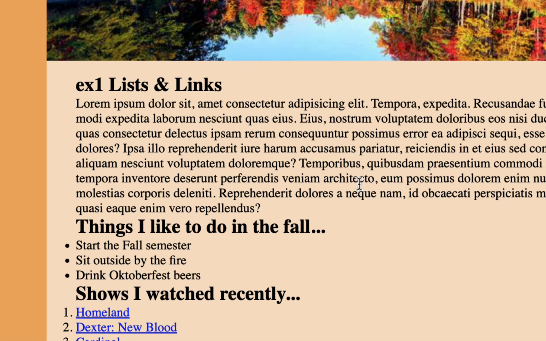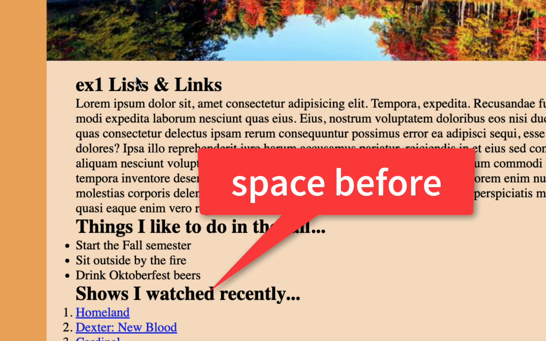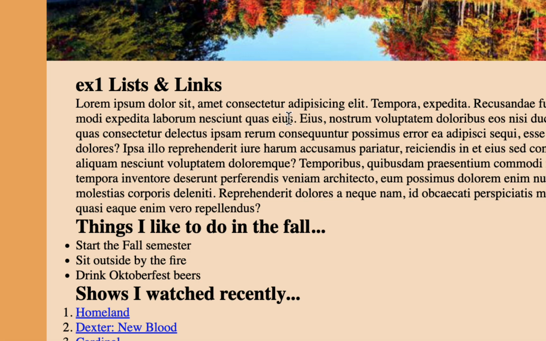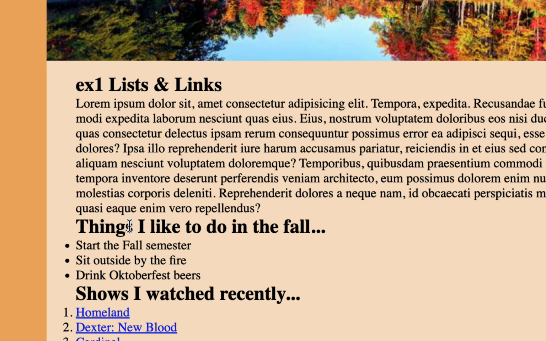So the first thing we're going to do is put some spacing before the H2s and put some spacing before the H1s. Actually, we don't need a space before the H1 because we did that when we put padding around the section, and that's fine. But we do for these, for the H2s. So we could target the H2s and put some space before. So let's do that first.